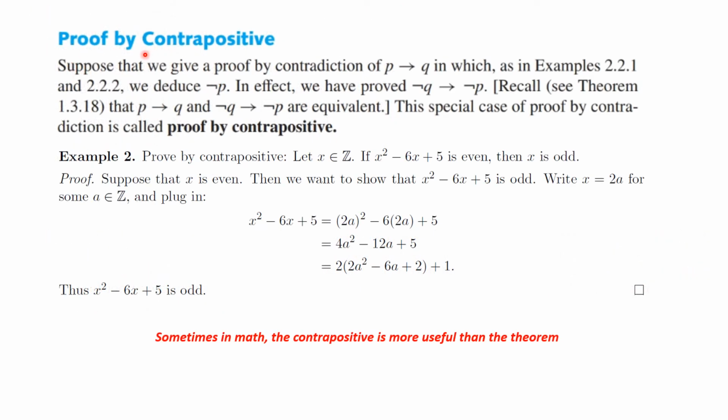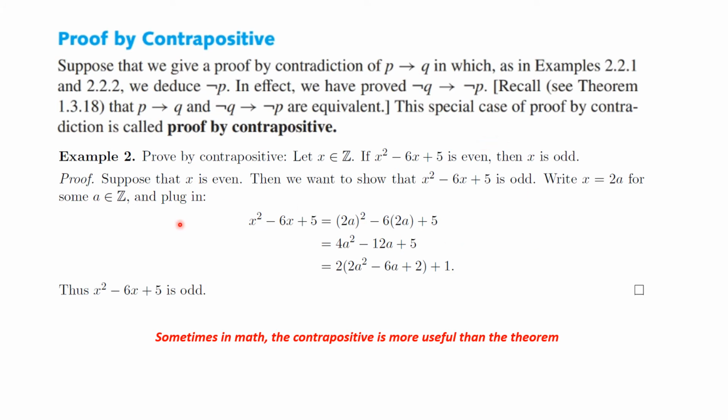A special case of proof by contradiction is this one. Suppose we give a proof by contradiction of P implies Q, and that means we're saying P implies Q and not Q, and we deduce not P. In effect, we've proven this because not Q was in the hypothesis. So that means that we've really proven this. This is a special case because this is a proof by contrapositive. This statement and this statement, as you recall from the earlier chapter, are logically equivalent.